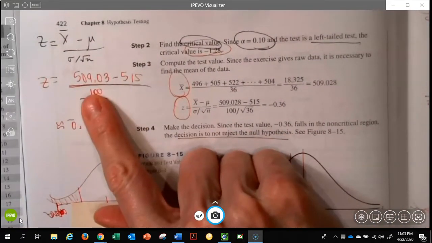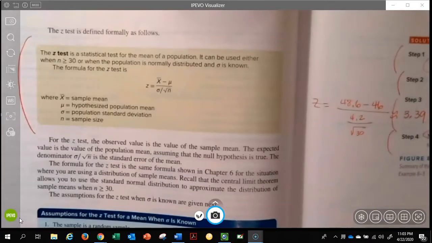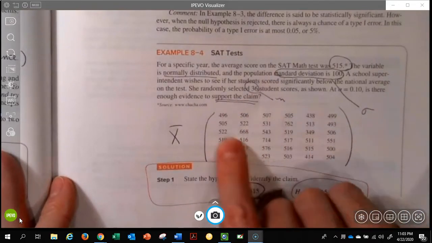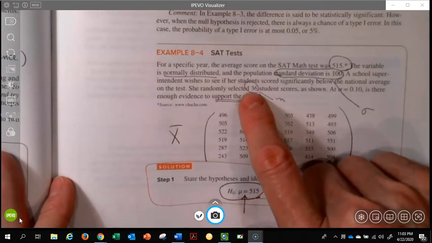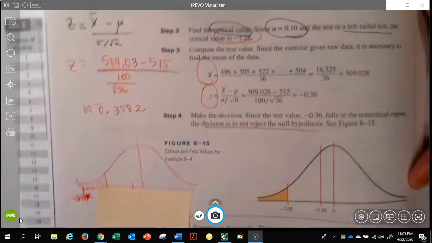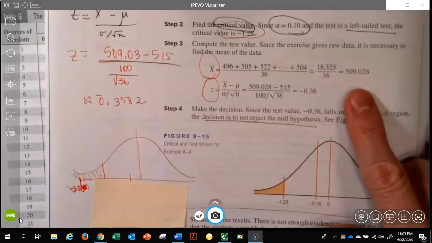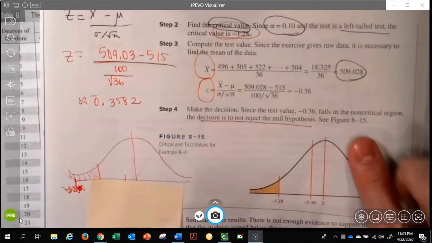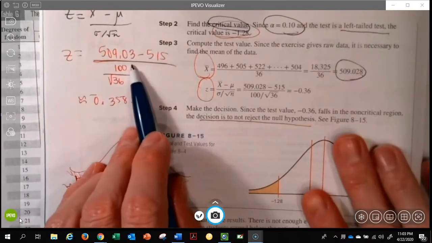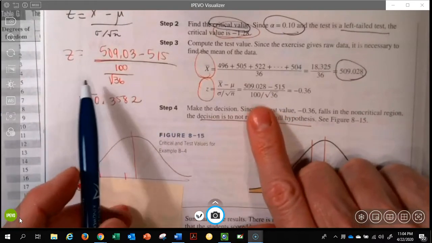Right here, I already hit a little roadblock: my x bar. They didn't hand it to us, so I officially need to add all of these up and divide the sum by 36. Well, here goes lazy. They already added them all up. They got 18,325 to divide by the 36. We get this as our x bar, 509.0, and they put it in as a 3. Oh, they did 2.8 and I did 3. Well, let's see what happens.